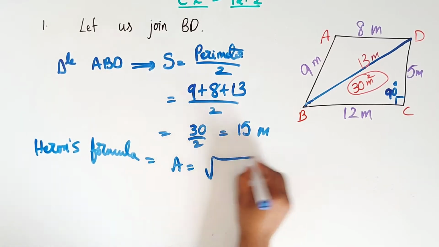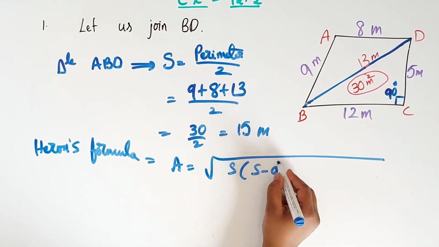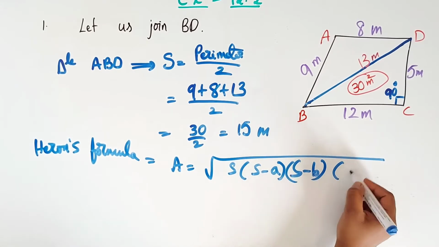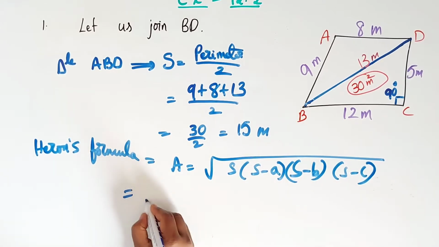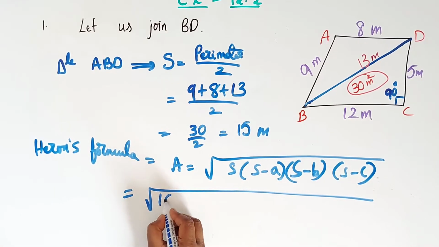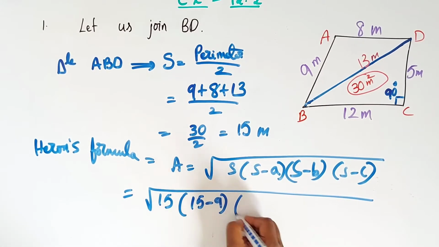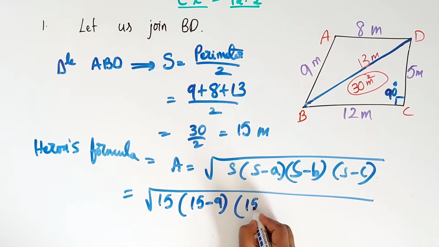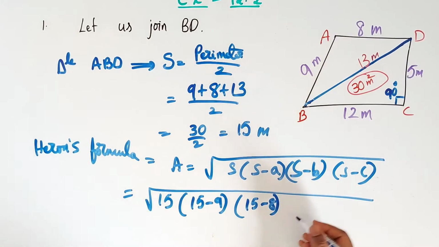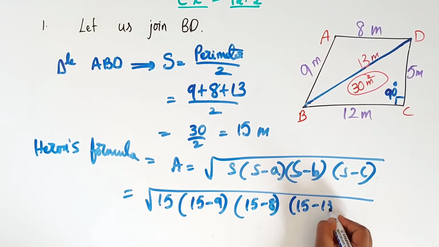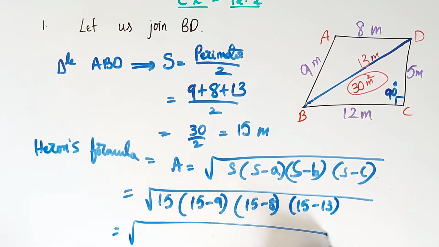We know Heron's formula. Area equal to root of S into S minus A into S minus B into S minus C. Right children? We know S. What is S here? 15. S minus A, we'll take this one, 15 minus 9. S minus B, 15 minus 8. S minus C, 15 minus 13. Right children? Now this equal to root of 15 into 15 minus 9 is 6 children and 15 minus 8 is 7, 15 minus 13 is 2.